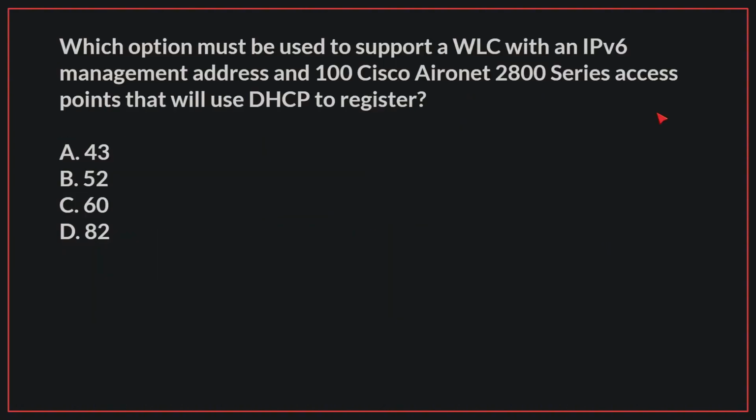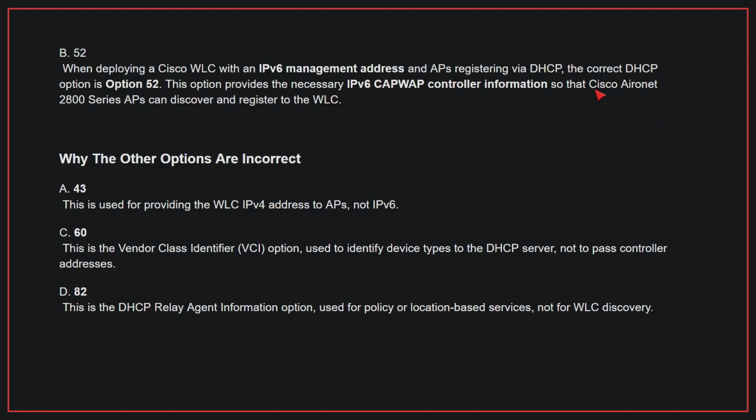Which option must be used to support a WLC with an IPv6 management address and 100 Cisco Aironet 2800 series access points that will use DHCP to register? The correct answer is B, 52. When deploying a Cisco WLC with an IPv6 management address and APs registering via DHCP, the correct DHCP option is option 52. This option provides the necessary IPv6 Cisco WLC information so that Cisco Aironet 2800 series APs can discover and register to the WLC.